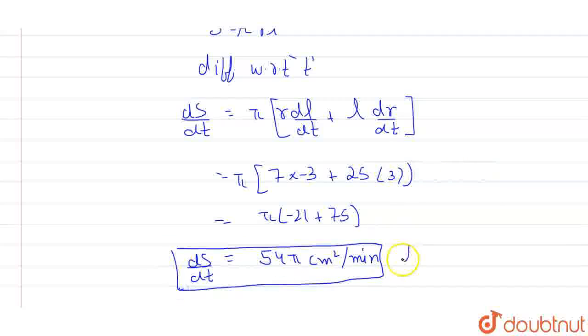And this is our answer we are looking for. So basically the rate of change of lateral surface area of the cone is increasing at the rate of 54 pi centimeter square per minute. Yes, that's it.